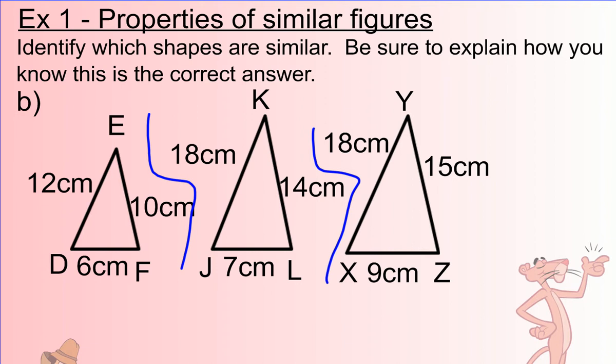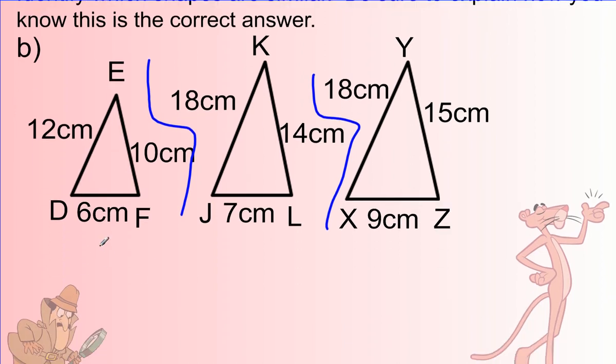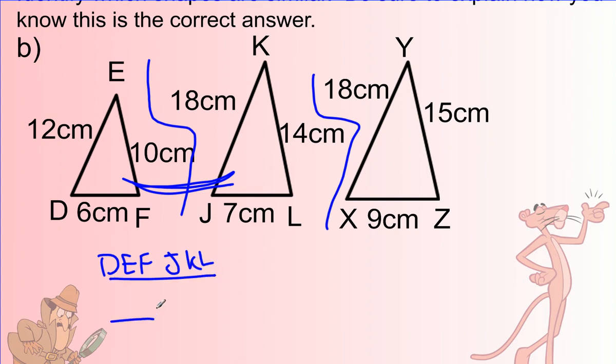Because if we set up a proportion and we cross multiply and it doesn't work out to something good, then the shapes aren't similar. Example. So here we're going to compare triangles. So I'm going to start with comparing these two, DEF and JKL. So I set up a proportion.